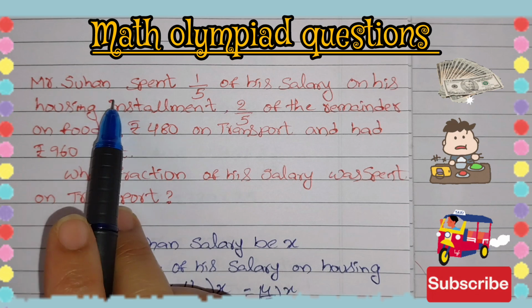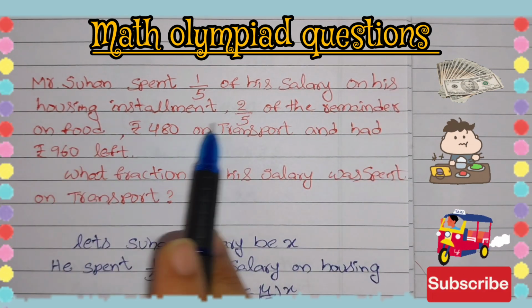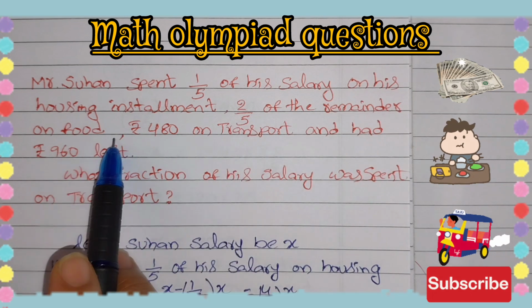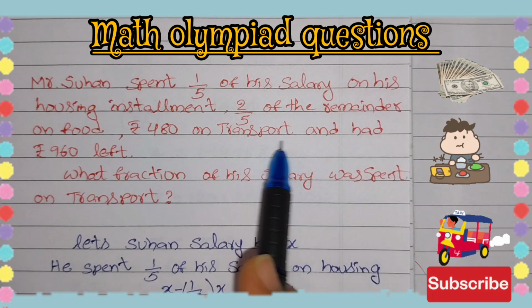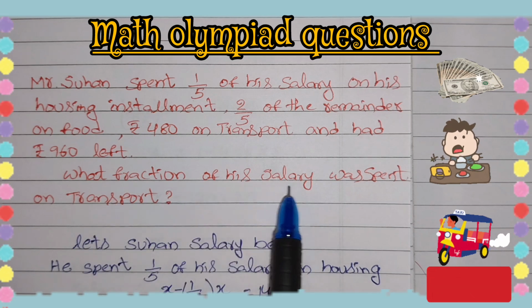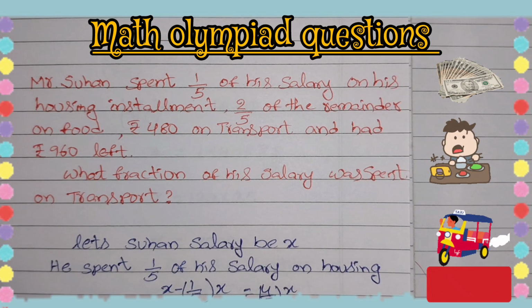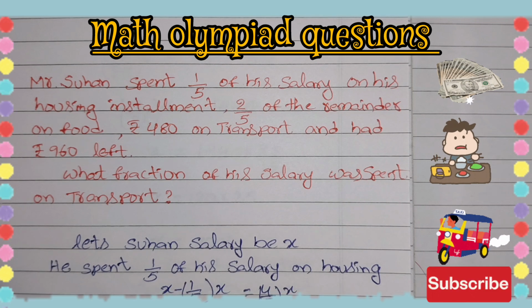The second question is, Mr. Suhan spent 1/5 of his salary on his housing installment, 2/5 of the remainder on food, 480 rupees on transport, and had 960 rupees left. What fraction of his salary was spent on transport? Let's see how to solve this problem.